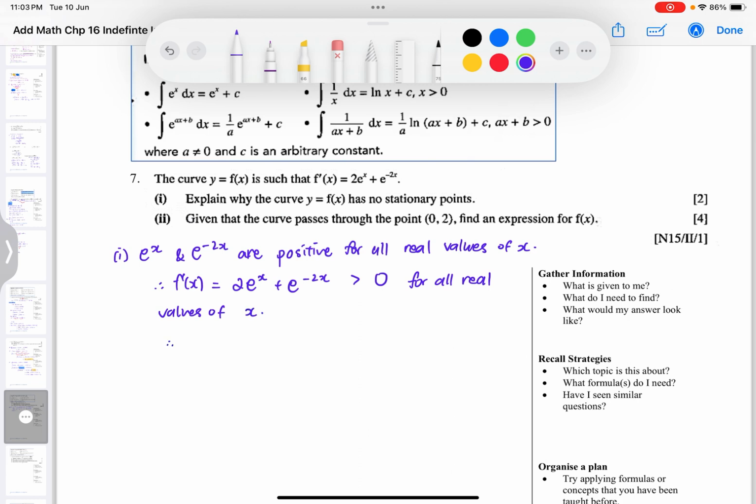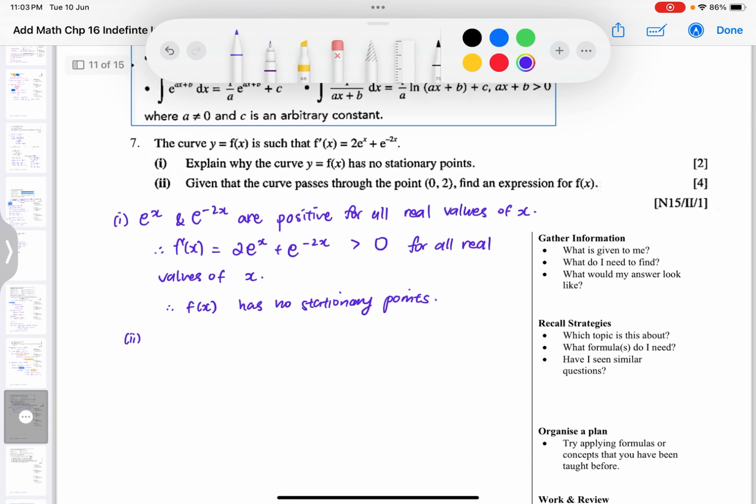Therefore, f(x) has no stationary points. Okay, so that's the 2 marks. Okay, part 2. Given that the curve passes through the point (0, 2), find an expression for f(x).